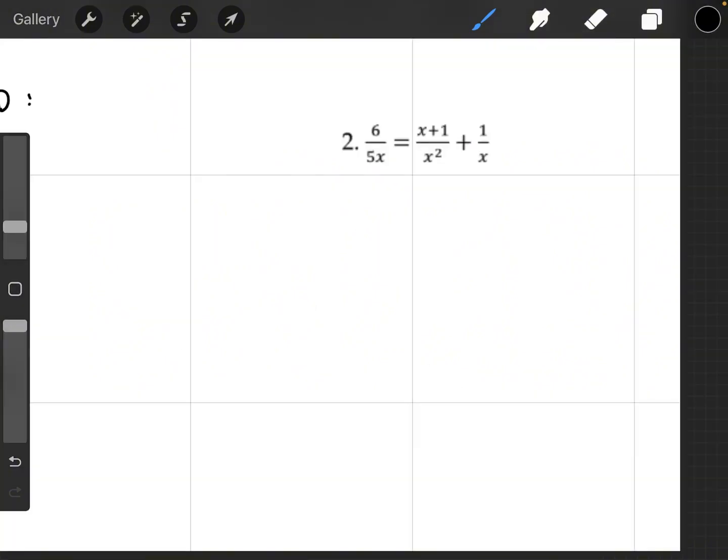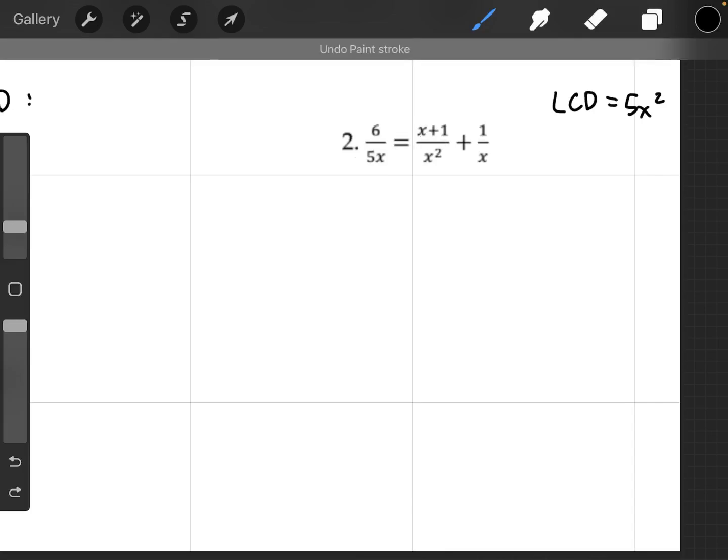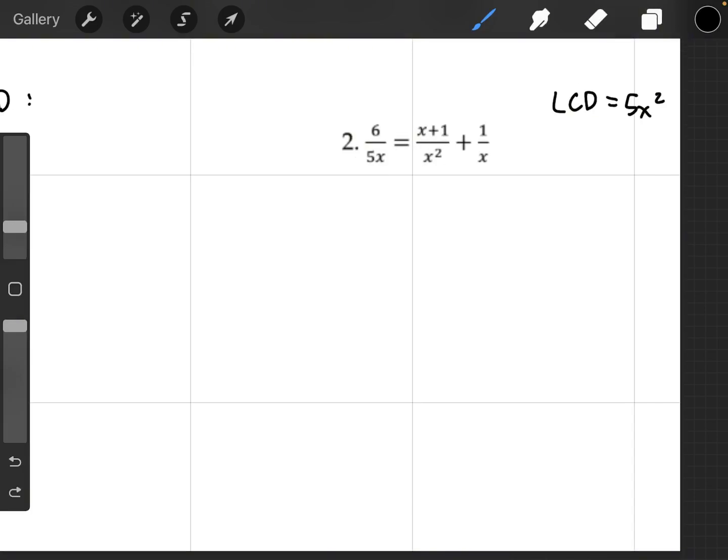Now for our second example, the least common denominator here is going to be 5x squared. We have our 5x and an x squared. So the least common denominator has to be 5x squared. And the value of x that will make this equal 0 is 0. So we know that x cannot be 0. That's our excluded value.